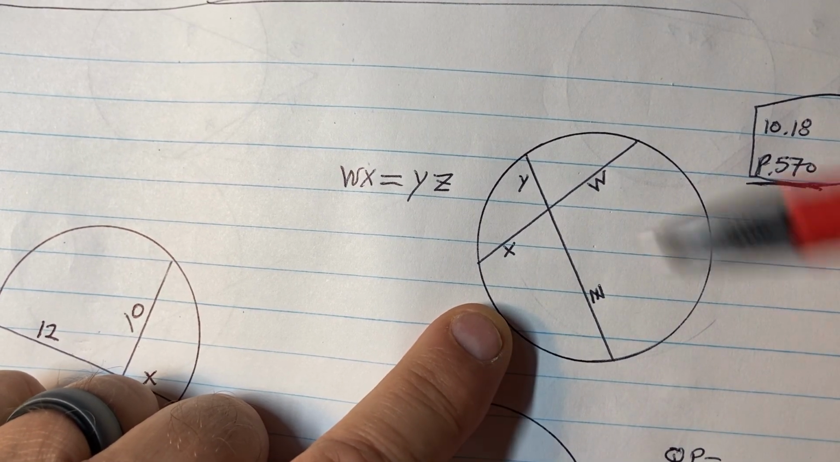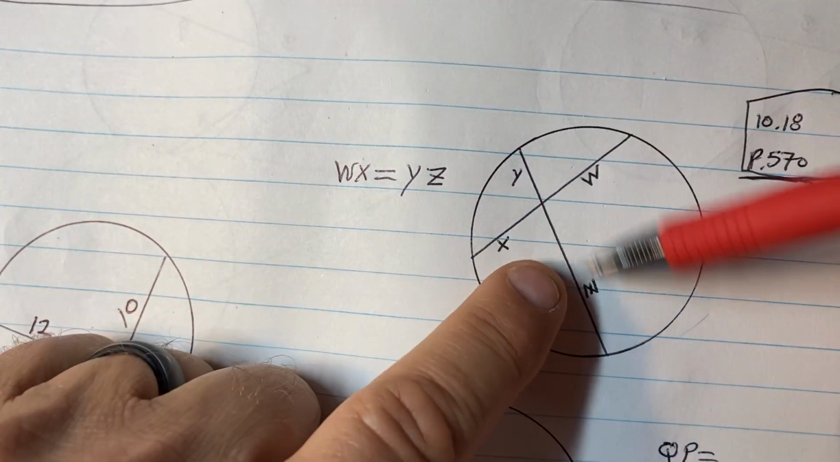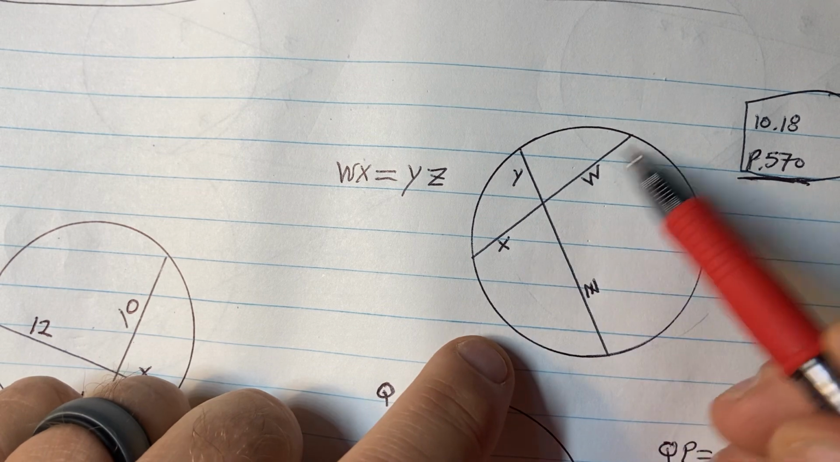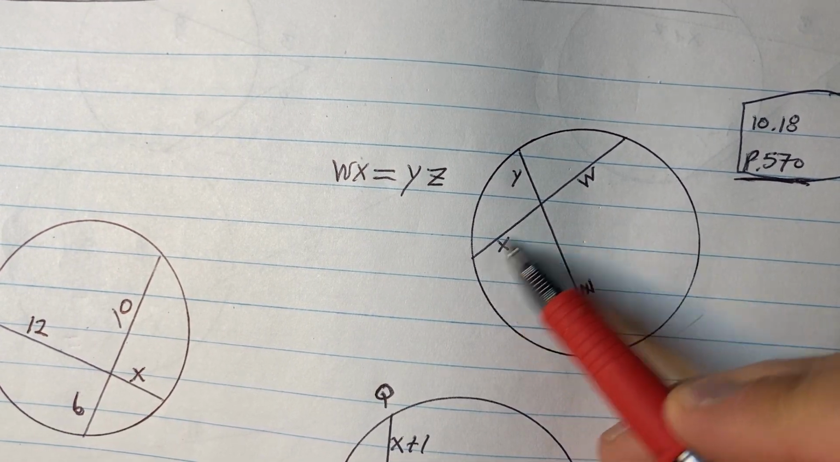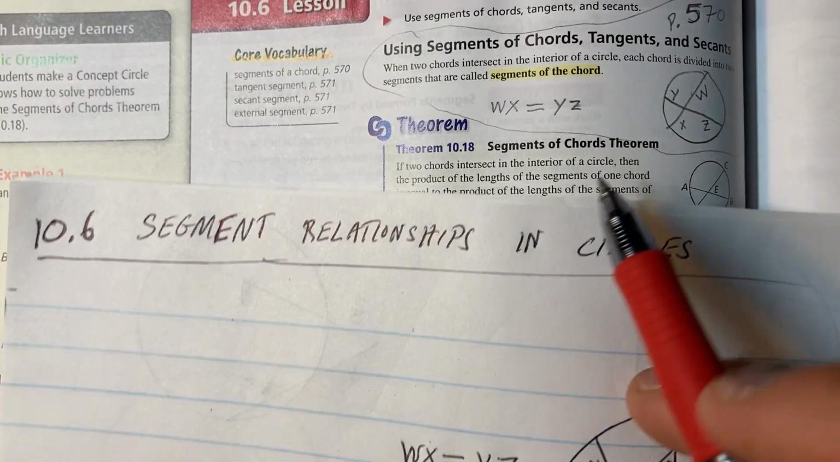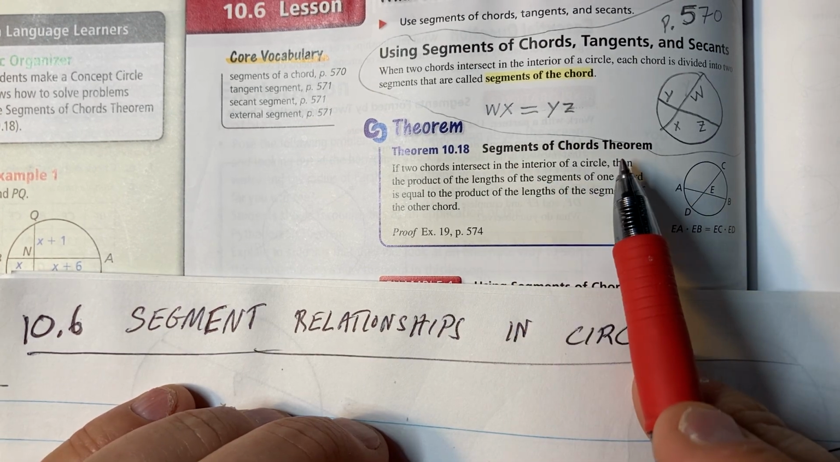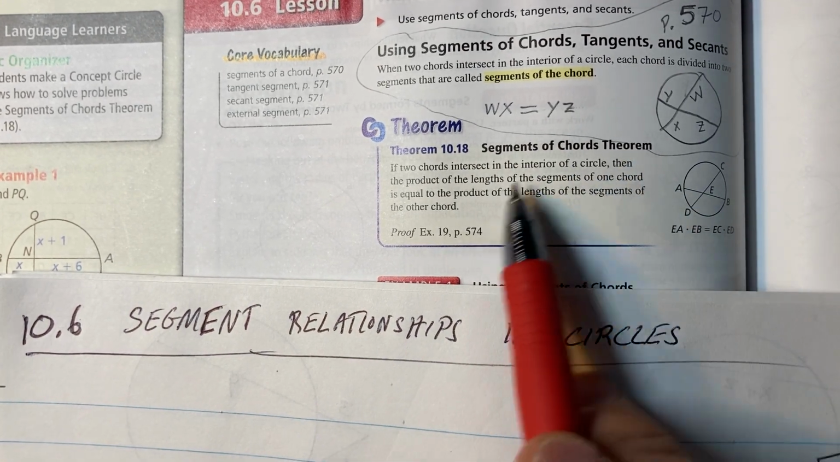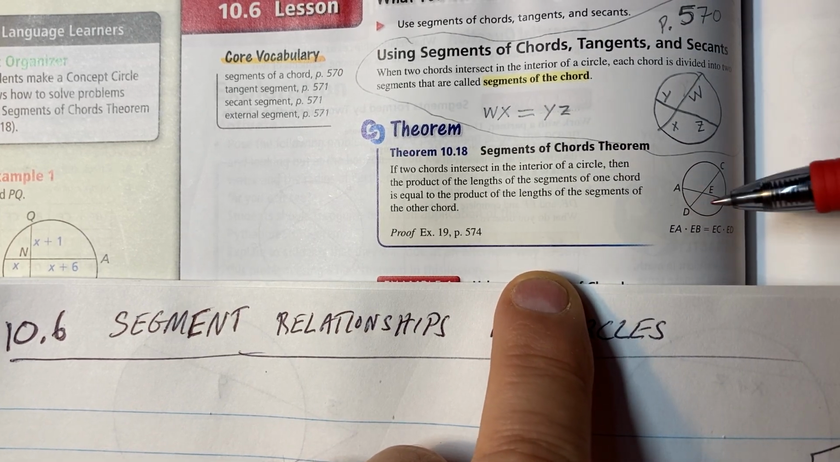So here's two chords, they meet. This would be a segment Y, and that's segment Z. This chord is intersected right here, and this is a segment of a chord, and that's another segment. So when you copy down the theorem, segments of chords theorem, it is on page 570.